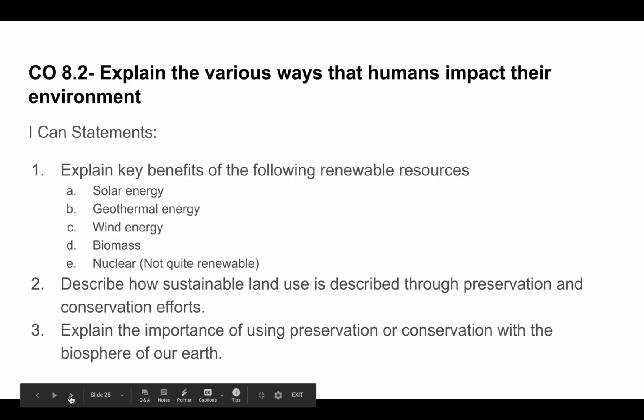I-CAN statement. Explain key benefits of the following renewable resources: solar, geothermal, wind, biomass, nuclear, not quite renewable, but like I said, alternative. Describe how sustainable land use is described through preservation and conservation efforts. And three, explain the importance of using preservation or conservation with the biosphere of our Earth.